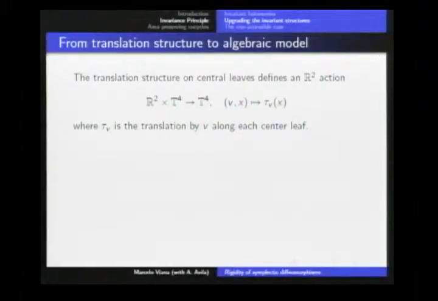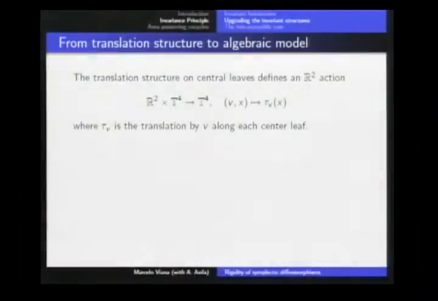This translation structure on center leaves defines an action on the torus. It's a C action, but now I'm going to write it as an R2 action. What's the action on the torus? Given a vector V and a point on the torus, I just translate the point along its center leaf, translation given by this vector. Tau sub V is the translation inside the center leaf. So this gives me an R2 action on the torus, all these translations, center translations if you want.